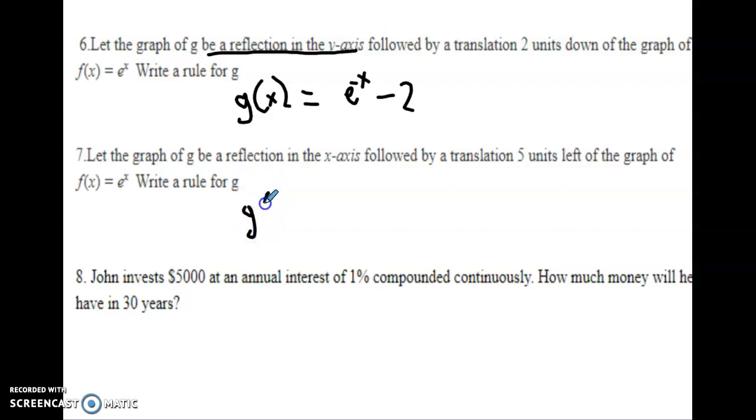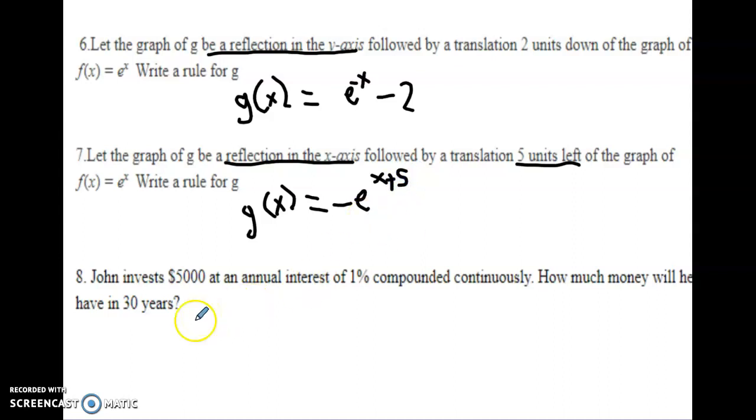This one, same thing, we're going to start out with the parent function of e to the x. But this one is a reflection in the x-axis, so the negative goes out in front. And then 5 units left means that we're going to add 5 to the x. So it's to the power of x plus 5.